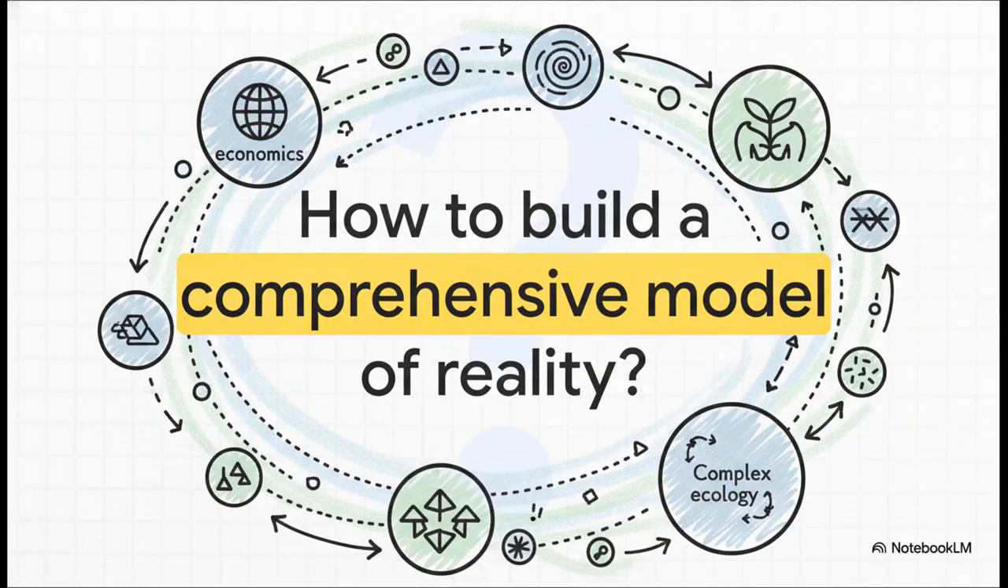So, how do you actually build a comprehensive model of reality? It's a massive question, right? But whether we're talking about modeling economics, cosmology, or complex ecosystems, the secret isn't just looking at how systems behave in isolation. It's about understanding how they interact across vastly different scales.